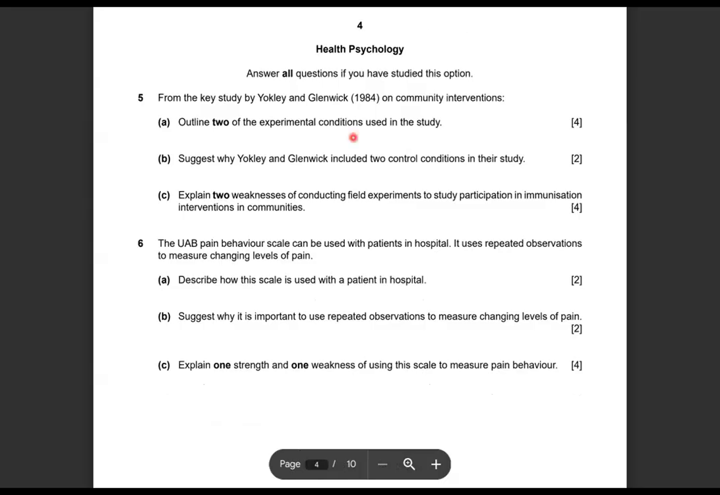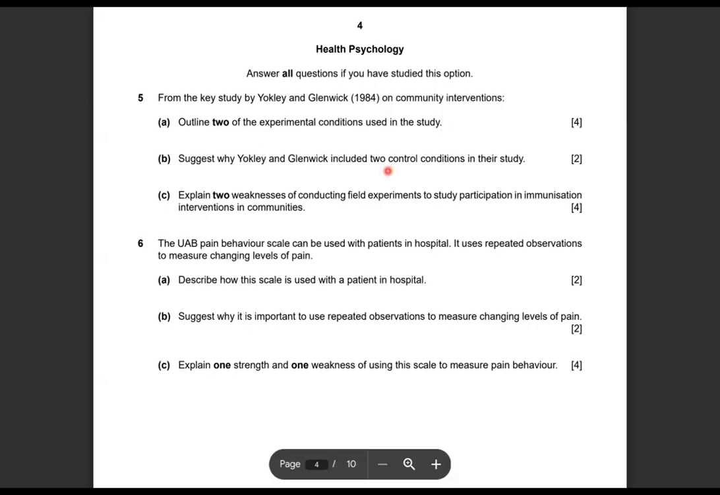So two experimental conditions, we know the reason this is 4 marks is because you have to not only state them, but briefly describe them. There were 4 in total. You can mention any two: the general prompt group, the specific prompt, the increased access, and the last one was the monetary incentive. So 1 mark for mentioning, 1 mark for just briefly describing the group.